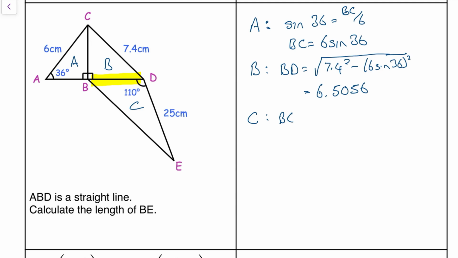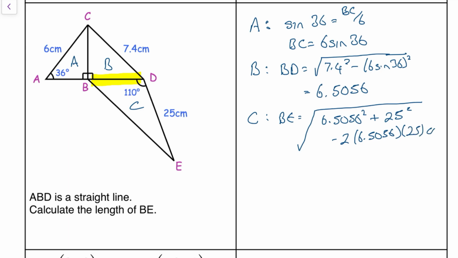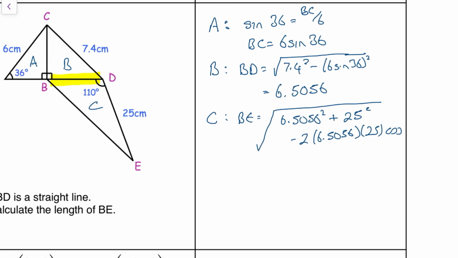So therefore BE, I'm going to do this all in one go, it's going to be a little bit messy, let's give it a go. So it is going to be BD, that I've just worked out, so 6.5056 squared plus 25 squared, so that's my b squared plus c squared, minus 2 times 6.5056 times 25 times cos of the angle in between, which is 110.